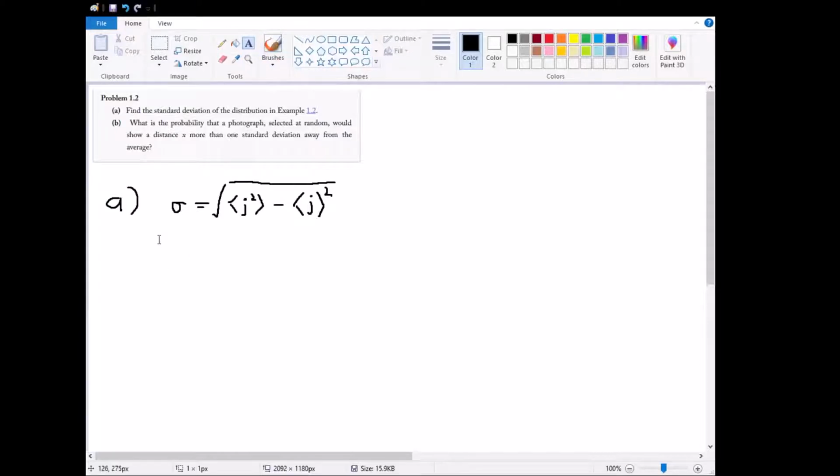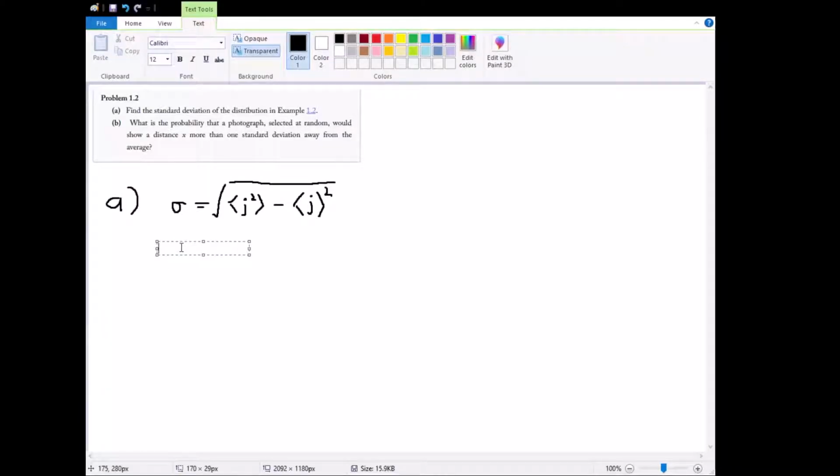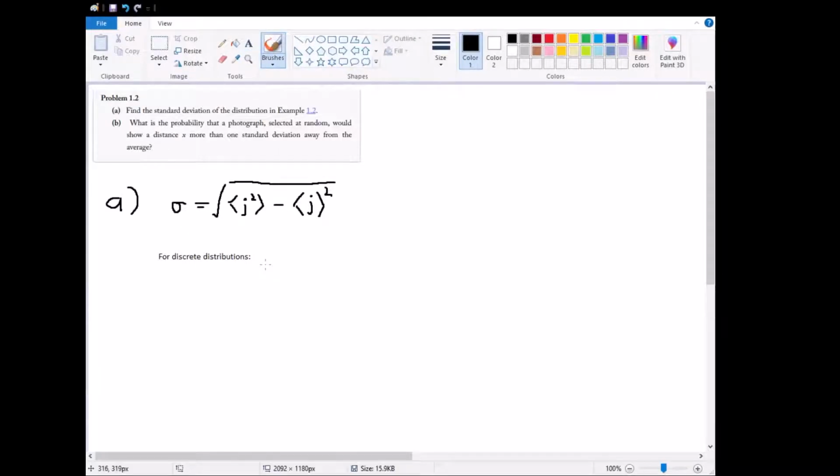So obviously the formulas for finding the average are a little bit different when we do continuous as opposed to discrete distributions. So let's start off by defining the discrete variant. So for discrete distributions, we know that the average of j for a discrete distribution is equal to a summation in j of j itself times the probability of j.